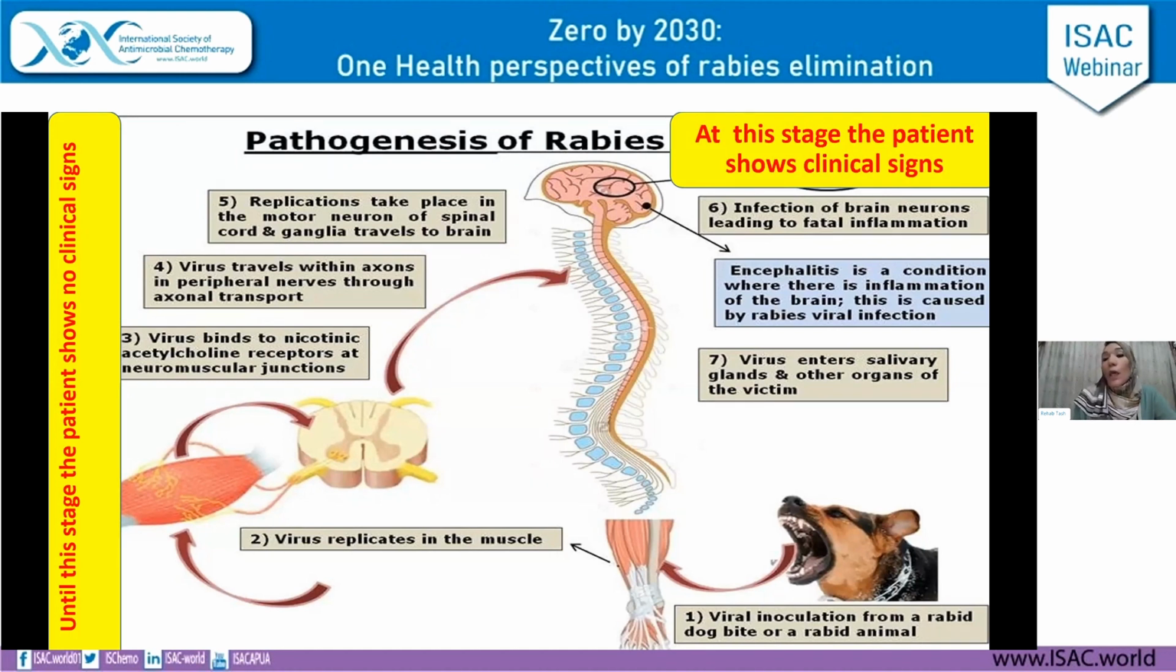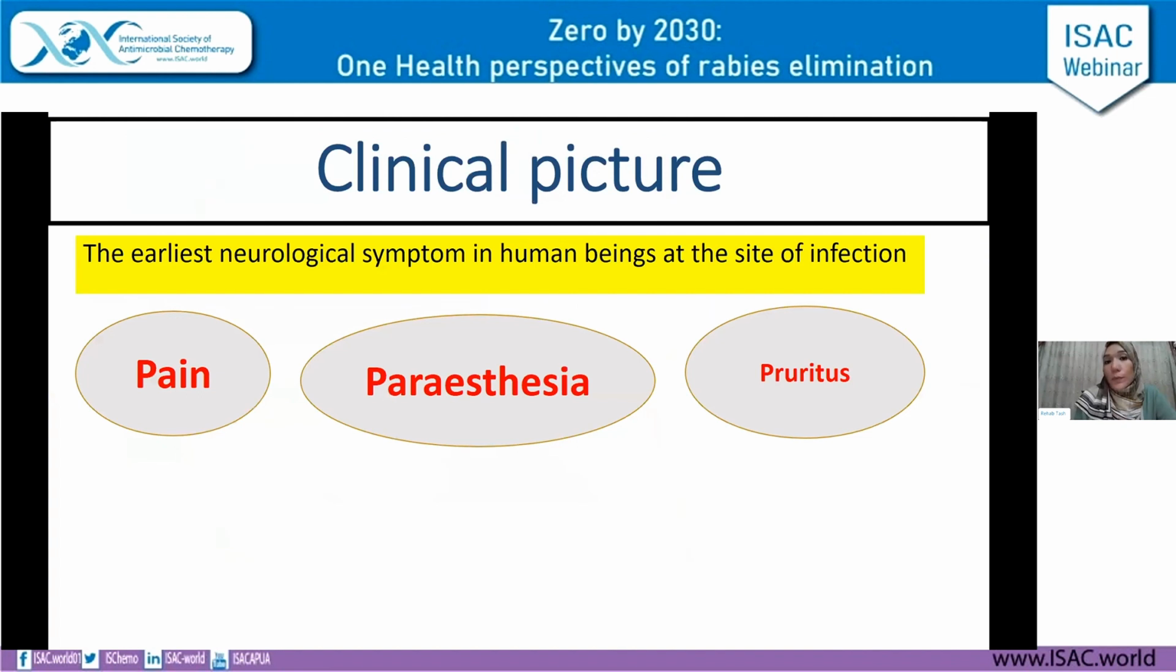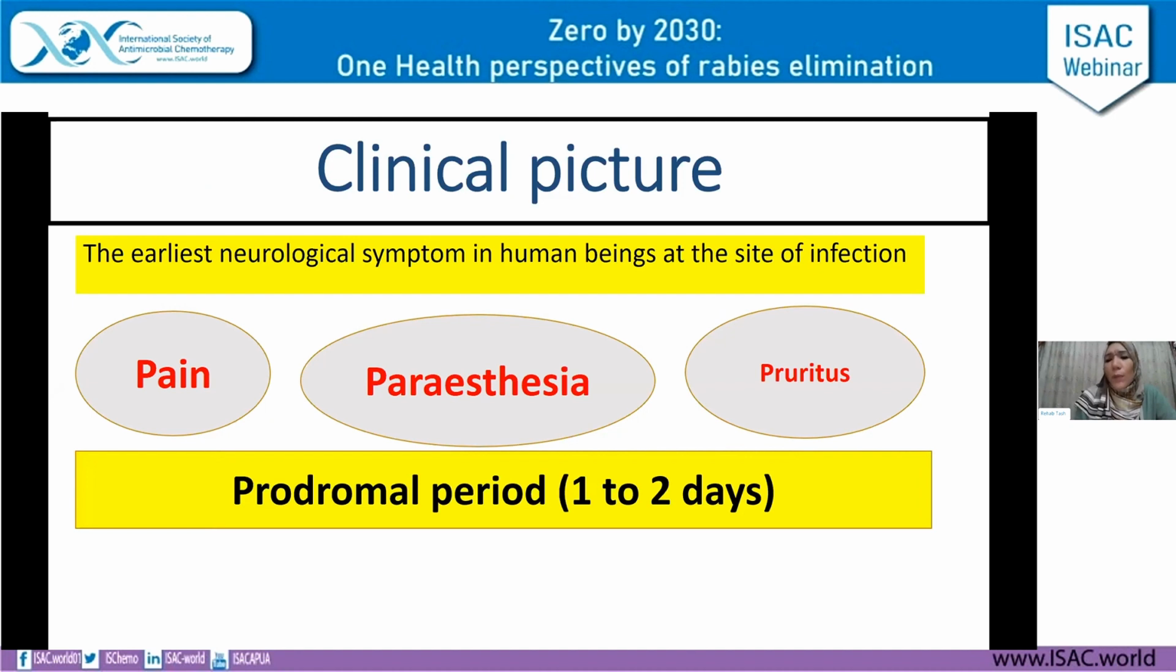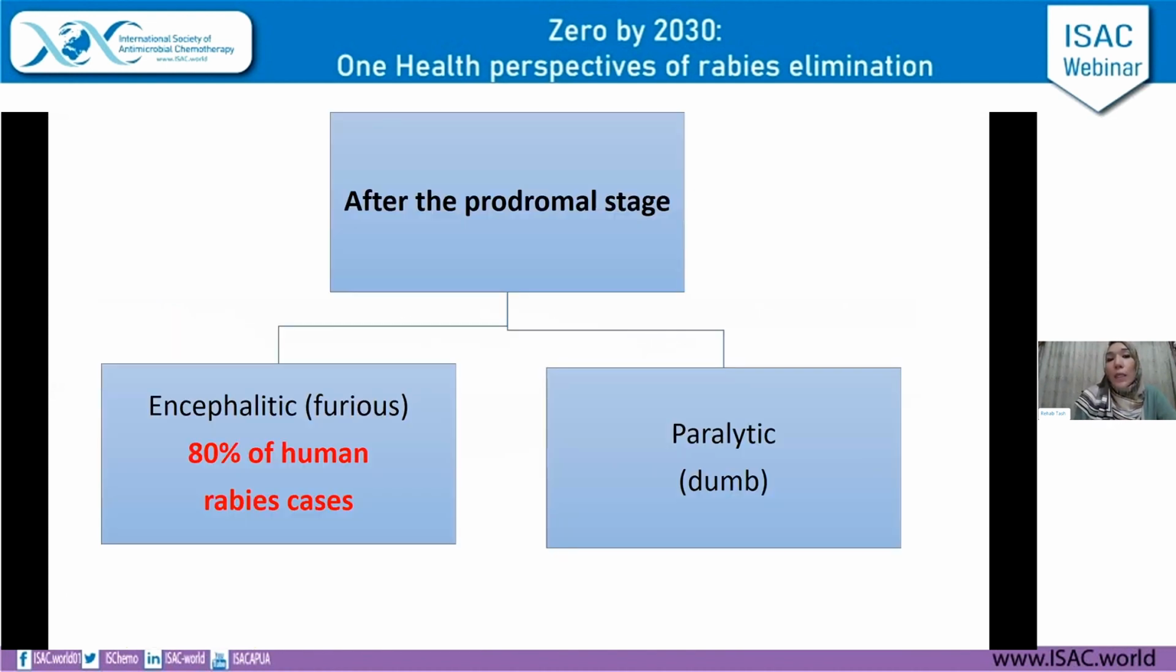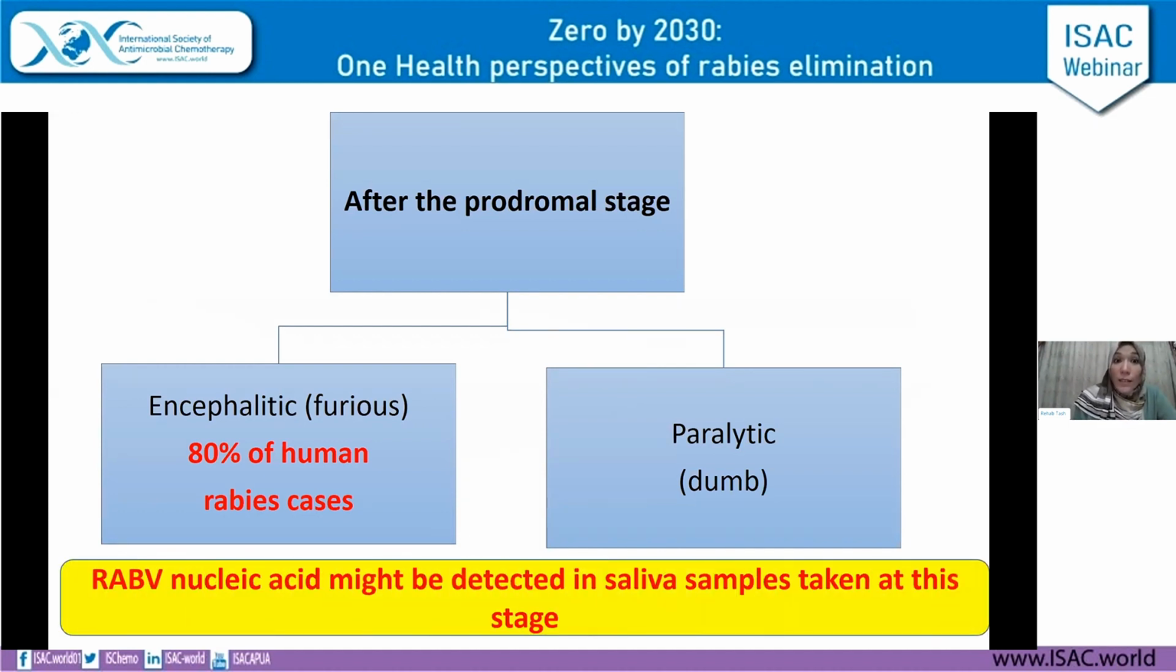Then it goes down to get the exit route through the salivary gland, where it has another round of multiplication to go out through saliva. So the patient will experience pain, paresthesia, pruritus at the site of bite, prodromal stage with malaise, typical for any virus infection, headache, and then comes the encephalitic form of rabies in 80% of human cases, or paralytic rabies in minor cases. At this stage, we can detect rabies nucleic acid in saliva by nucleic acid detection methods.